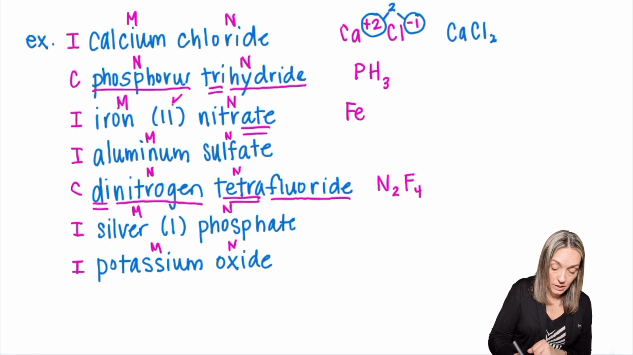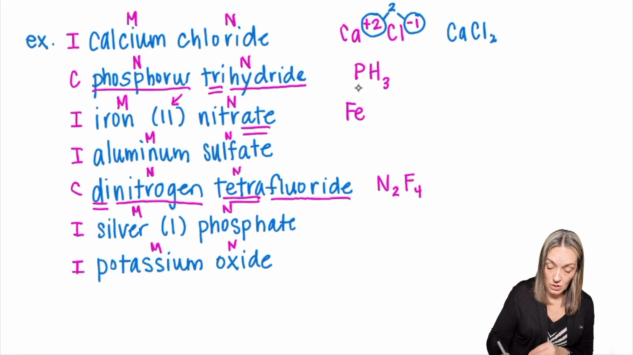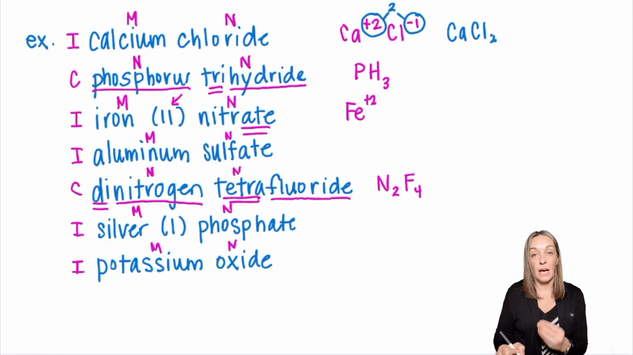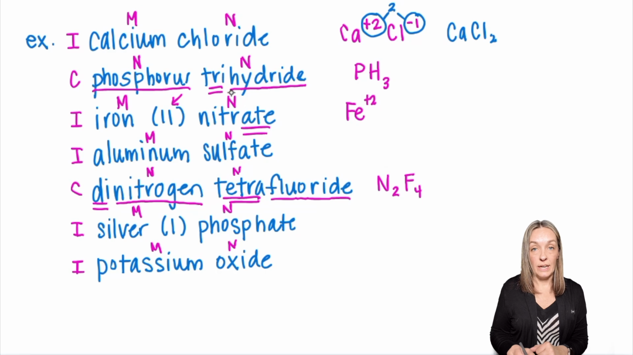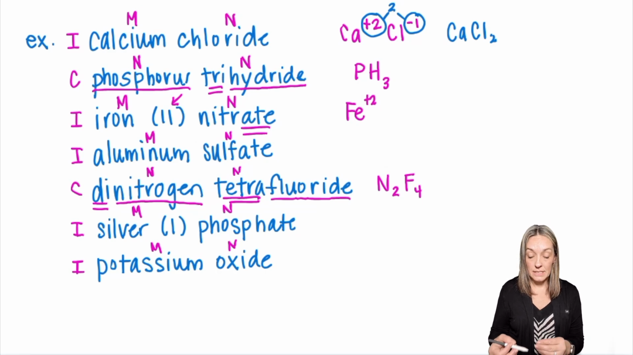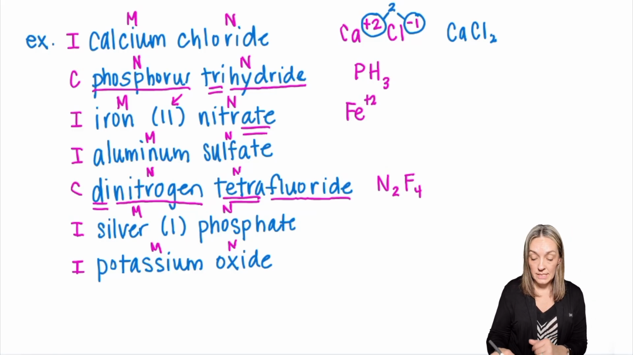Instead, we're going to have to look at our Roman numerals here. Our Roman numerals are going to tell us the charge of a single iron atom. In this particular compound, iron has a +2 charge. Then I'm going to look at nitrate. Nitrate is a polyatomic ion, so you're going to look at your polyatomic ion list. When you have a polyatomic ion, you're going to treat it the same.